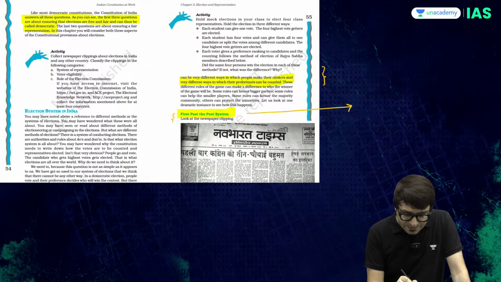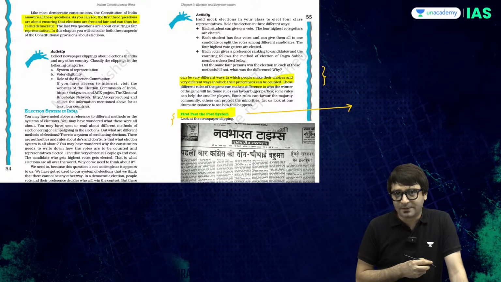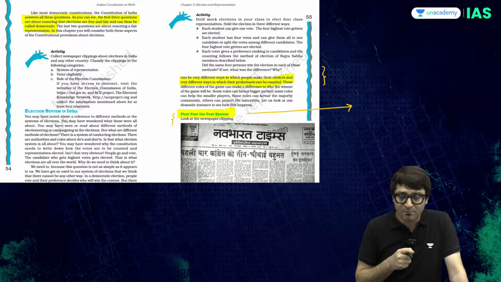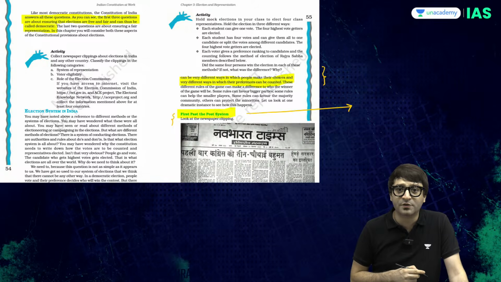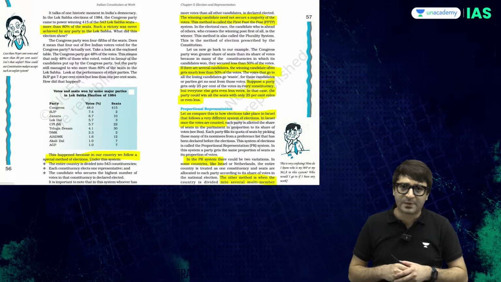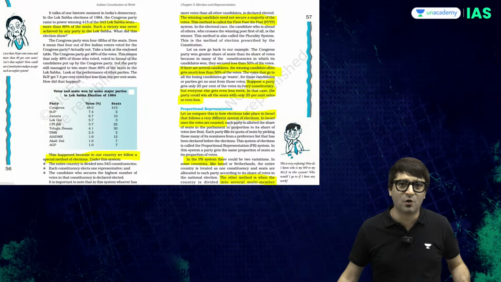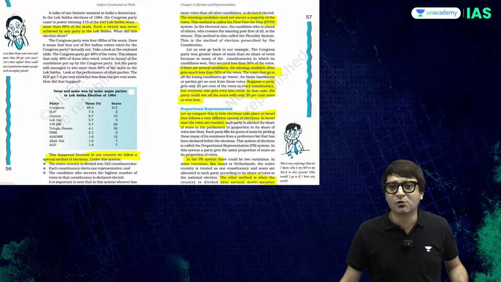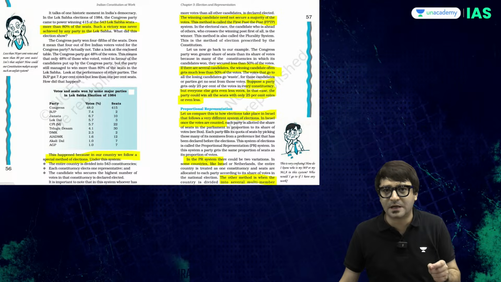NCERT is asking you, look at the newspaper clipping. And I'll try and wear my Hindi glasses and read this clipping. पहली बार कांग्रेस को 3/4 बहुमत. For the first time, Congress gets 3/4 majority. In the 2024 Lok Sabha elections, the slogan of the BJP was, this time we will cross 400. Ab ki baar 400 par.